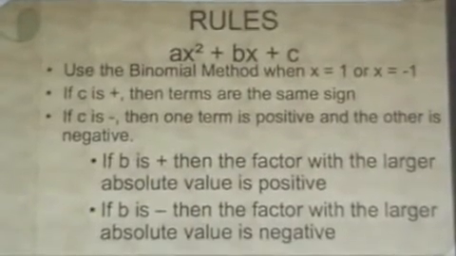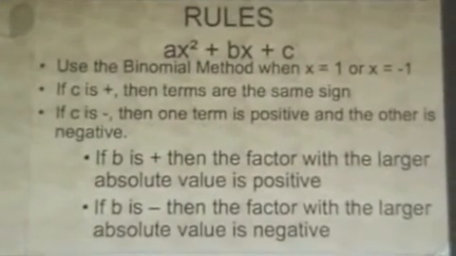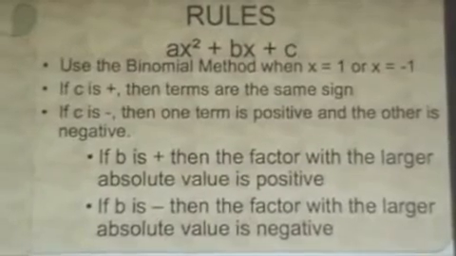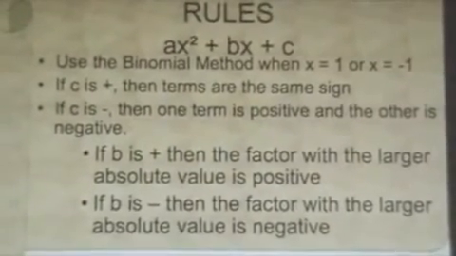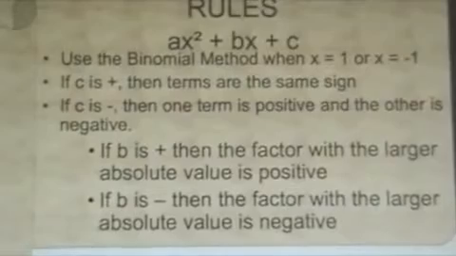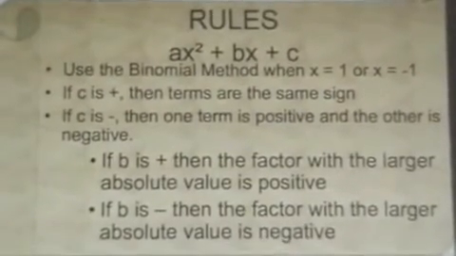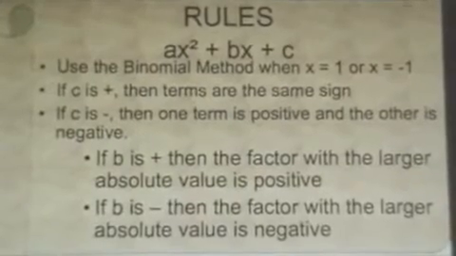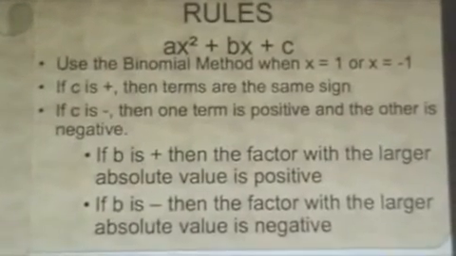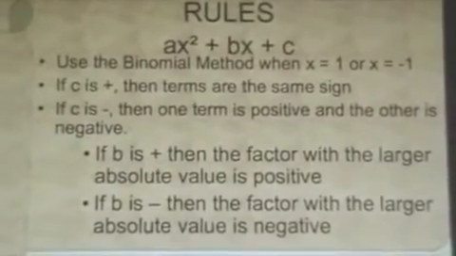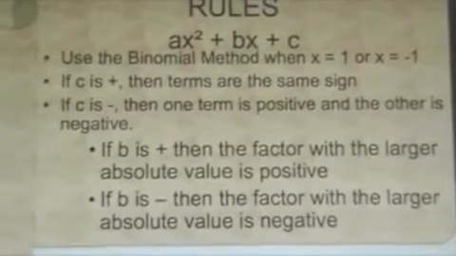Use the binomial method when a equals 1 or negative 1. If c is positive, then the terms have the same sign. If c is negative, then one term is positive and one term is negative. If b is positive, then the factor with the larger absolute value is positive. If b is negative, then the factor with the larger absolute value is negative. For this one, all you need to remember is backwards FOIL.